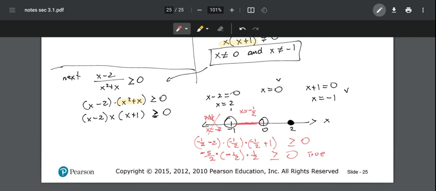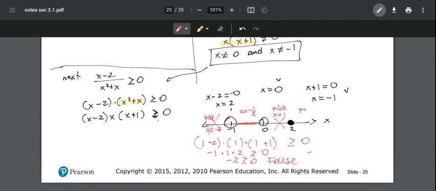And next I'm going to check if the interval between 0 and 2 will work. So I'm going to pick an x value between 0 and 2. So let's pick x equal 1. So I'm going to replace each x in the inequality with 1. So we have (1 minus 2) times 1 times (1 plus 1), and we're checking if this is greater or equal 0. So we have -1 times 1 times 2 greater or equal 0. We end up with -2 greater or equal 0. Since this is false, this is not part of our domain.